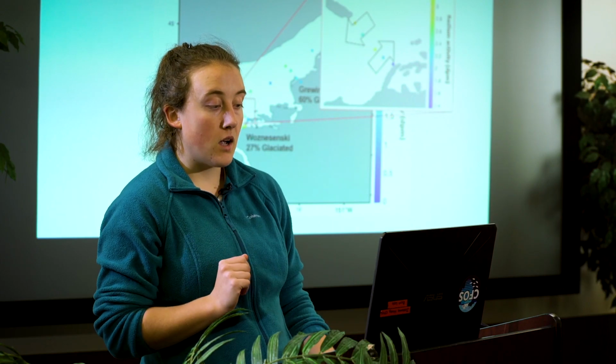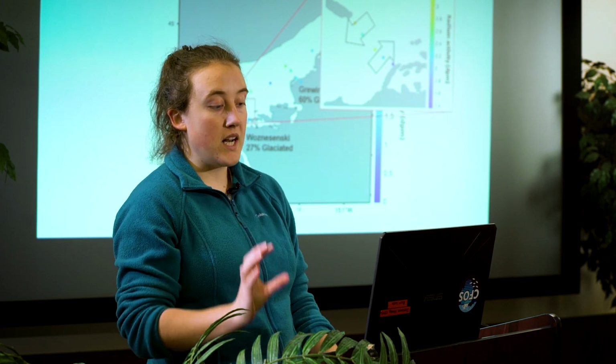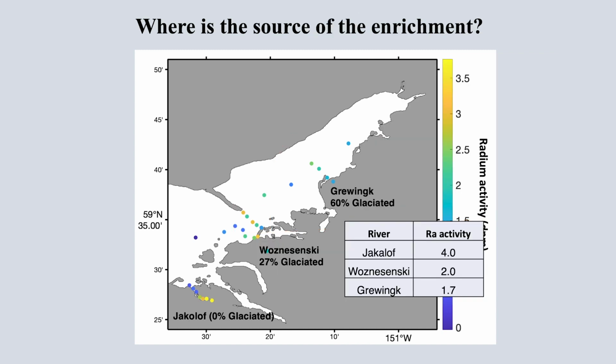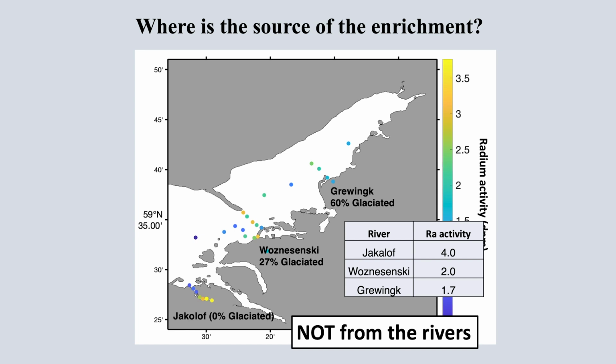From our radium data, we see that there's an enrichment of radium in the bay. So where is this enrichment coming from, right? Our idea is that the enrichment is coming from this land-ocean boundary where there's some sort of input. We want to know where it's coming from. So I measured some rivers: Jackaloff, the Oise, and Growing, and you can see I've written them on the map as well, with different amounts of glaciation in their watersheds. However, the activities from these rivers are not enough to account for that enrichment. So we have to come up with another hypothesis.